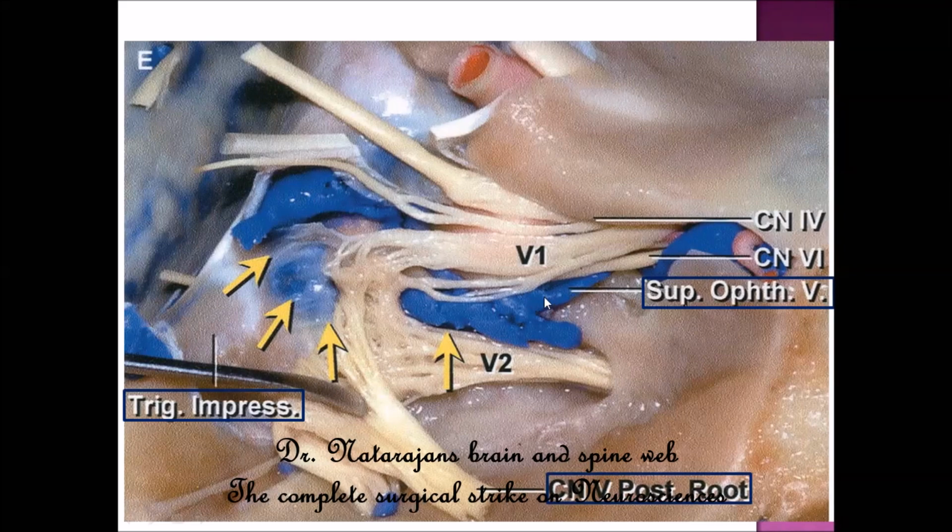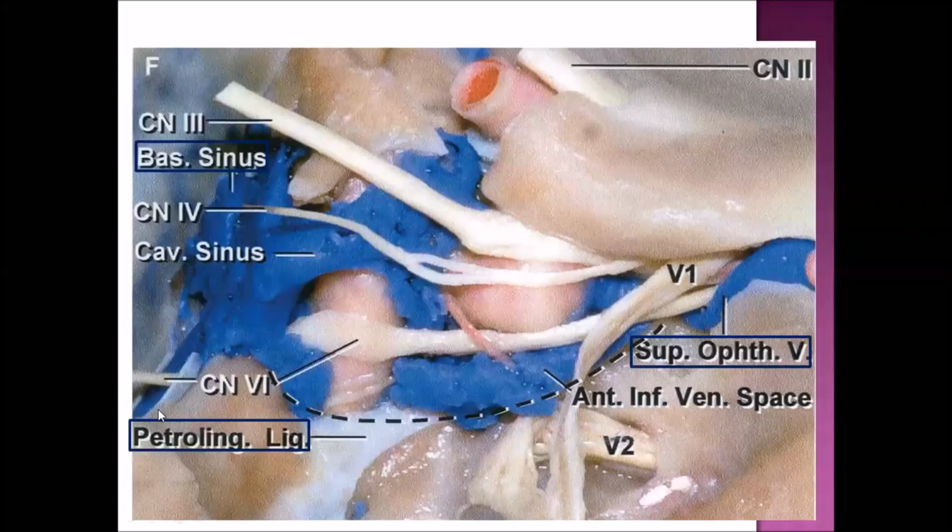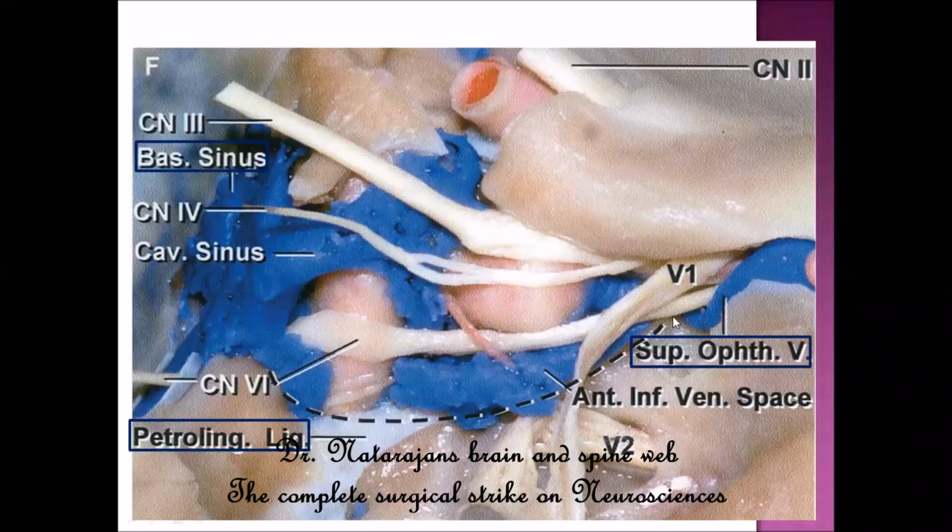So you can see the superior ophthalmic vein. So again, the third nerve, fourth nerve and the ophthalmic division converge at the superior orbital fissure. So this is the superior orbital fissure where it is converging. So again, this marks the lower border of the cavernous sinus.